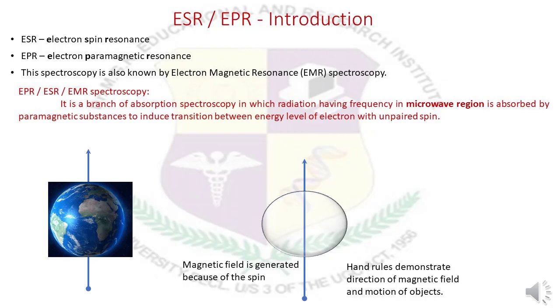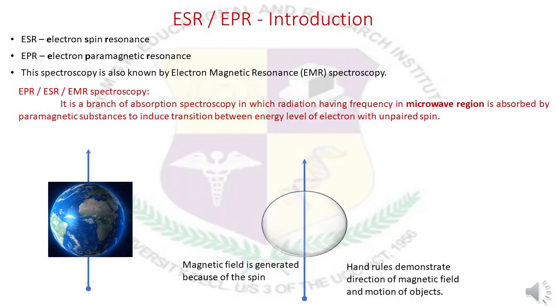Now, what does ESR or EPR mean? ESR stands for electron spin resonance and EPR stands for electron paramagnetic resonance. So this ESR or EPR spectroscopy is also called as electron magnetic resonance spectroscopy, abbreviated as EMR spectroscopy. In general, we can say that it is a branch of absorption spectroscopy in which radiation having frequency in the microwave region is absorbed by paramagnetic substances to induce a transition between energy levels of electrons with unpaired spin.